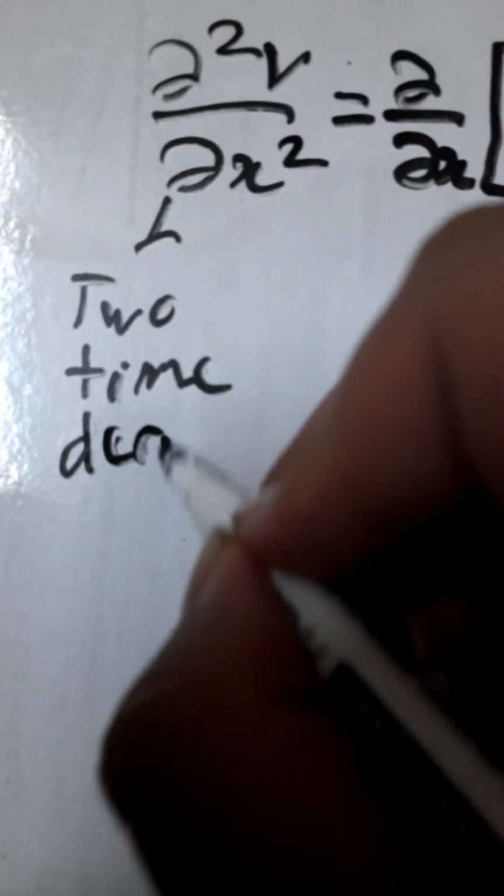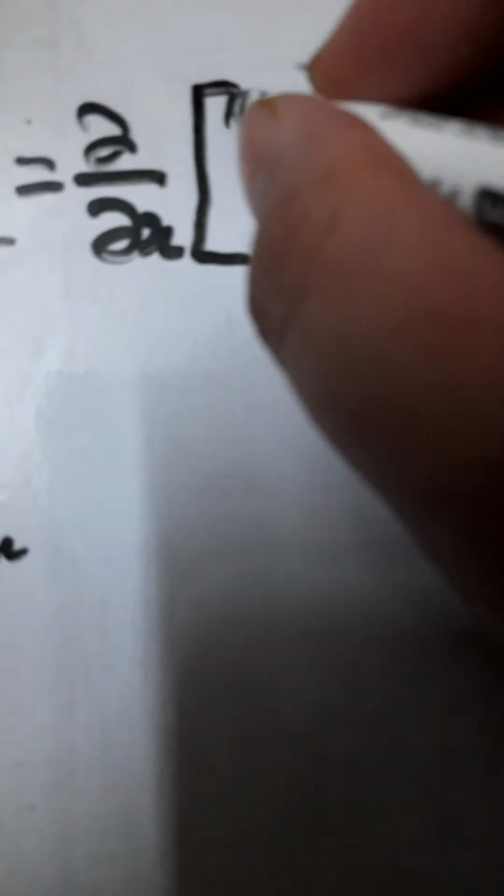Del square v by del x square is equal to del by del x of del v by del x. We will take it out once because square means multiplying to itself 2 times, 2 times derivative. Okay, so first time derivative, then we take the function del v by del x and do the derivative of its result. For that we have to first find del v by del x.